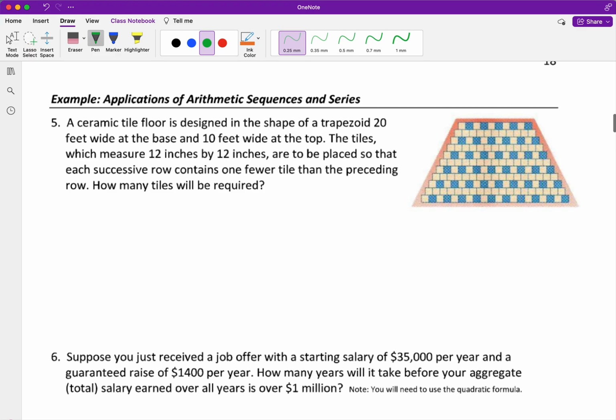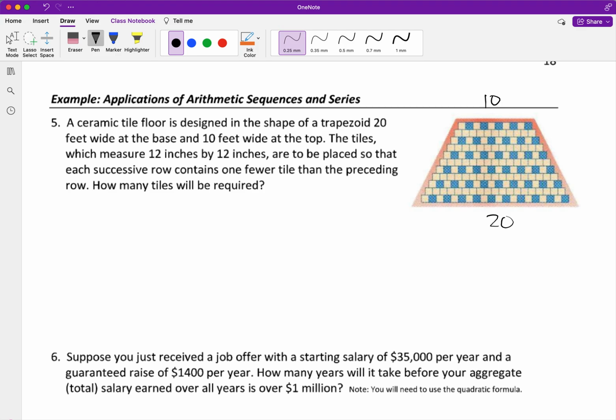Let us jump to some word problems. And wow, there are a lot of words in this first one. So, a ceramic tile floor is designed in the shape of a trapezoid that is 20 feet wide at its base and 10 feet wide at its top. All right, so we're 20 feet down here and 10 down here. I don't know if we really need that. The tiles, oh wow, each one of these tiles, okay, measures 12 inches by 12 inches.